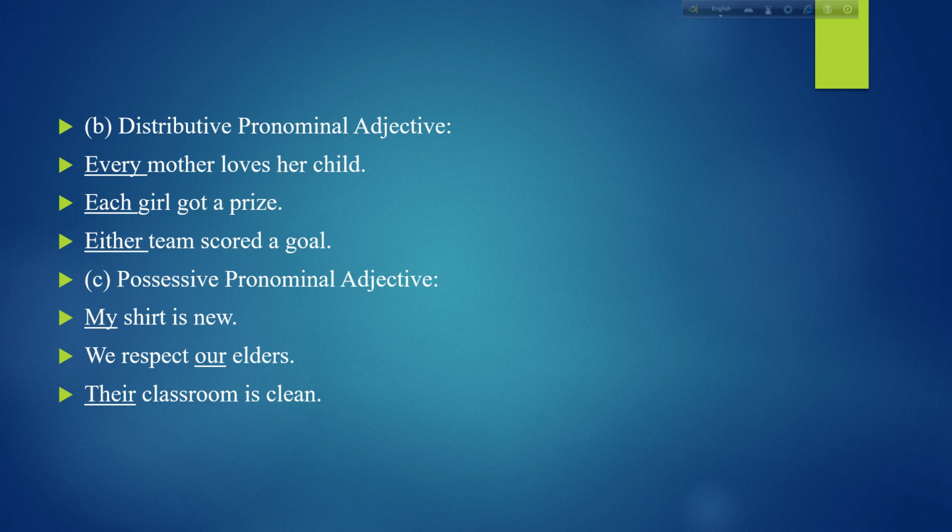Every mother loves her child. Every. Each girl got a prize. Each. Either team scored a goal. Either. These are all distributive pronominal adjectives. Number C, possessive pronominal adjective. My shirt is new. My. We respect our elders. Our. Their classroom is clean. Their. So my, our, their are possessive pronominal adjectives.